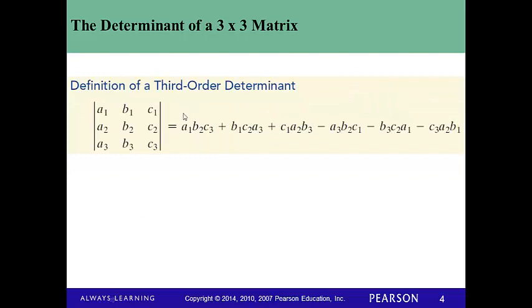This is the definition of a third order determinant. So here I have a 3 by 3, where you have 3 rows and 3 columns. And this is the definition of it. Now, it's good to be able to compute the determinant by hand for a 2 by 2, but for any higher dimensions, so 3 by 3, 4 by 4, etc., we'll be relying on our calculators.